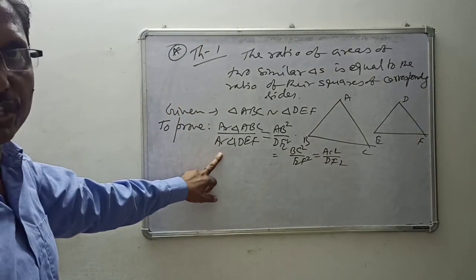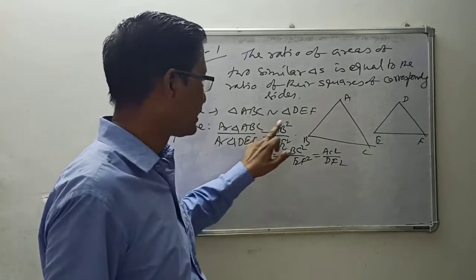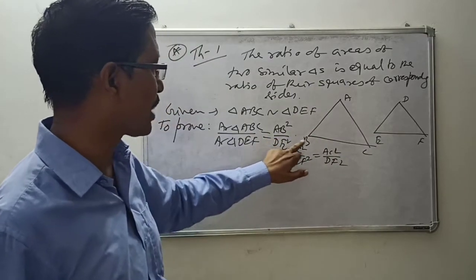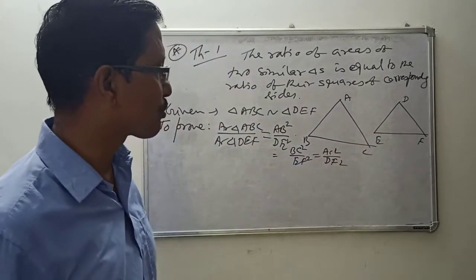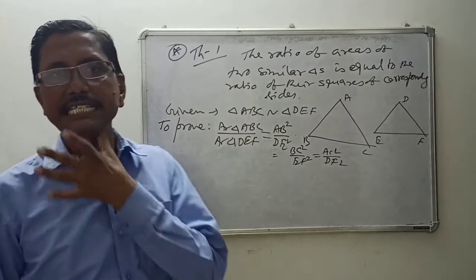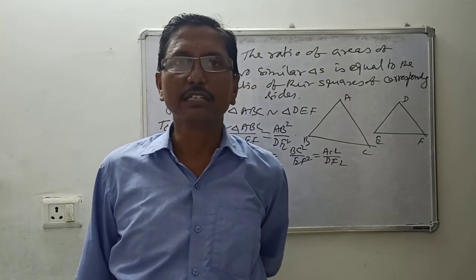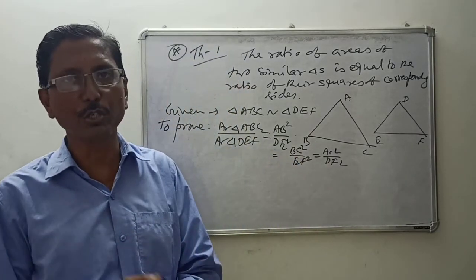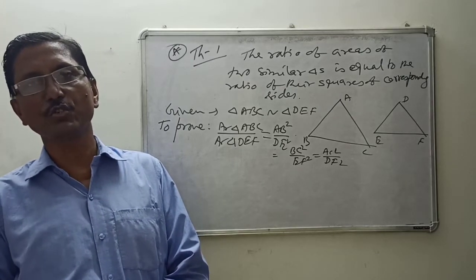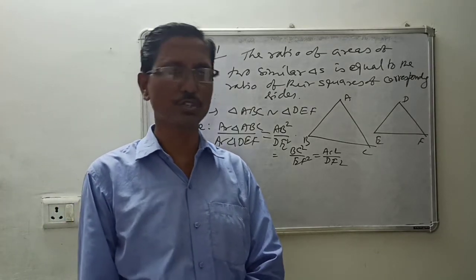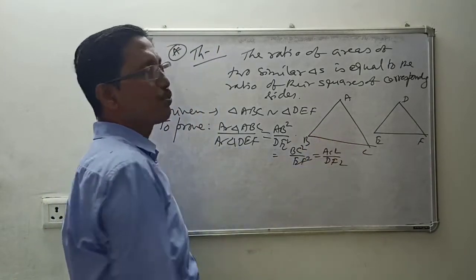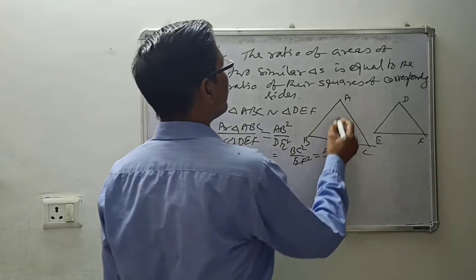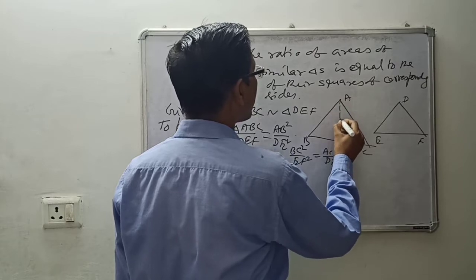The area of triangle ABC by area of triangle DEF, that is to be proved equal to AB square by DE square, the corresponding sides, equal to BC square by EF square equal to AC square by DF square. Now, it is the relation of the area of similar triangles. The triangle area formula we know is half into base into corresponding height or altitude. So on this base you have to draw the corresponding altitude, that is the perpendicular. So that is the construction to be done.